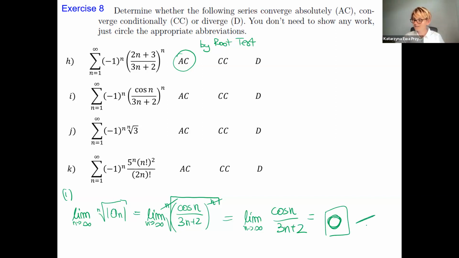If the limit is 0, this is good, 0 is less than 1. Yeah? That means it is absolutely convergent by the root test. Good formula. Okay.